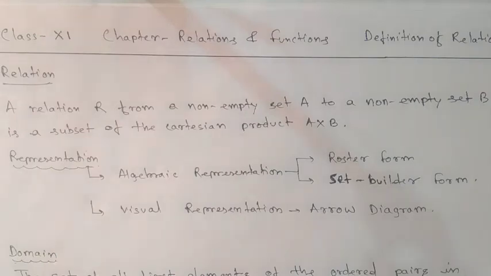Namaste students. Today we're going to see the definition of relation and try to understand what we mean by relation, with an example. So here let's read the definition. A relation R from a non-empty set A to a non-empty set B is a subset of the Cartesian product A and B. Let's try to understand with the help of an example.